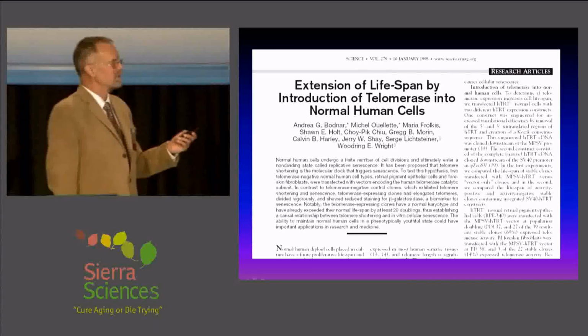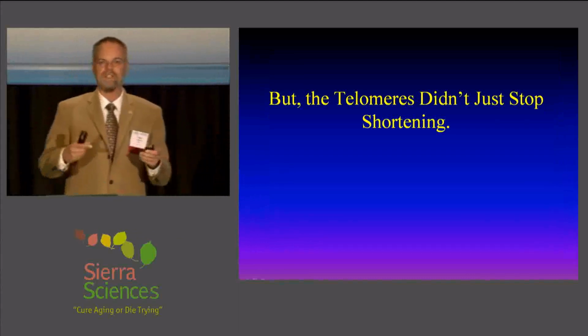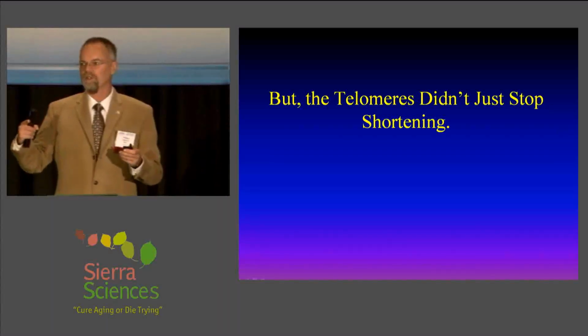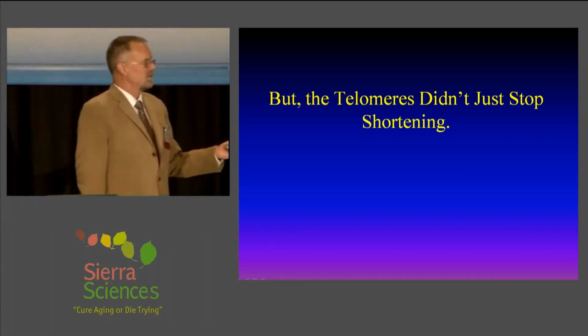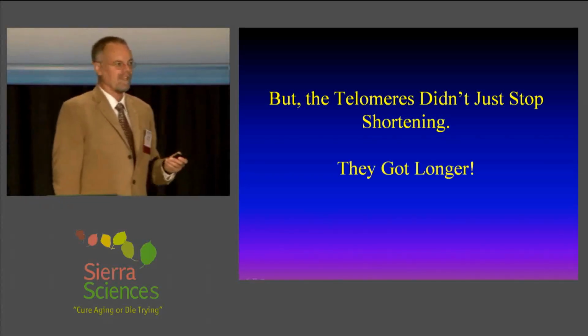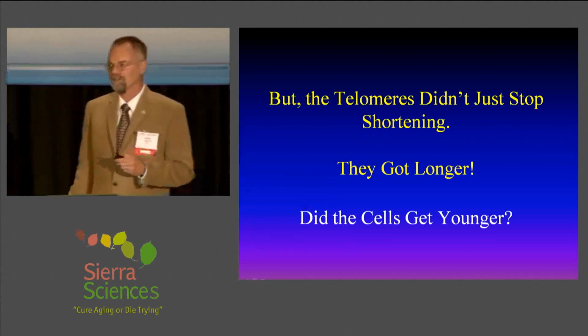But one thing that we saw is that the telomeres didn't just stop shortening. The whole idea was to see if we could prevent telomere shortening. Would that extend the lifespan of these cells? They didn't stop shortening. They actually got longer. And this begged the question, did we actually make the cells younger?